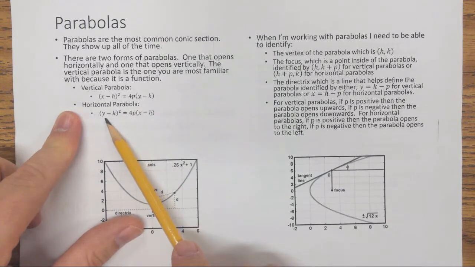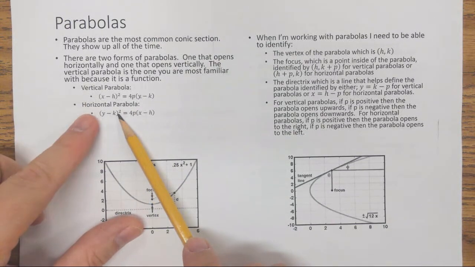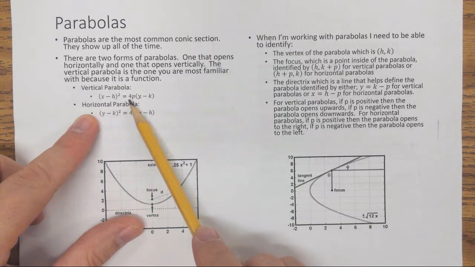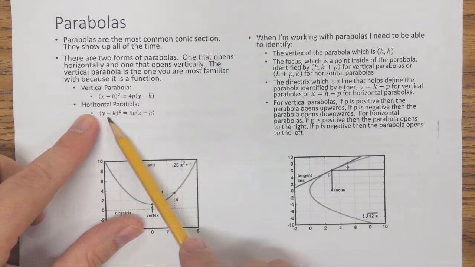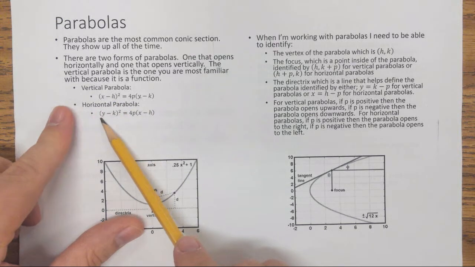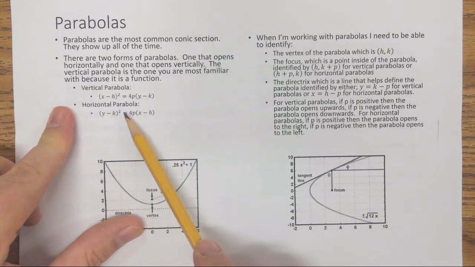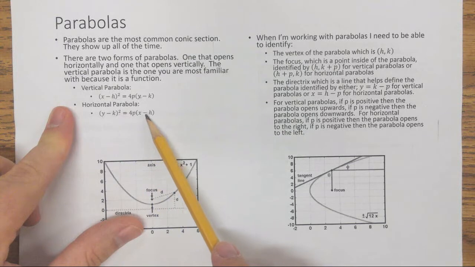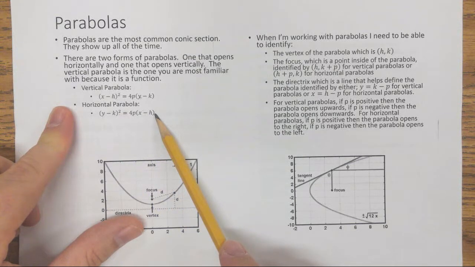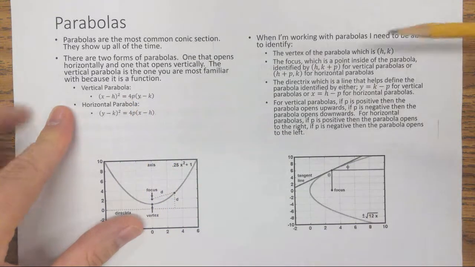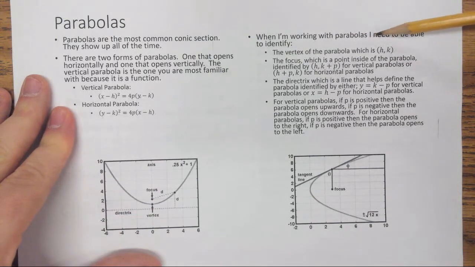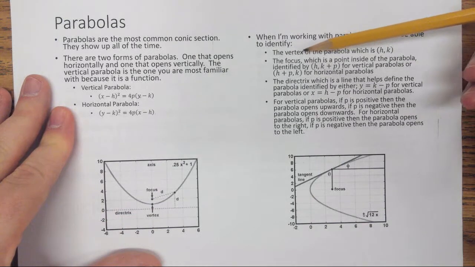Horizontal parabolas have the y values quantity squared. Okay. Got (x - h)^2 = 4p(y - k) for vertical, and the horizontal is (y - k)^2 = 4p(x - h). Vertical, horizontal.